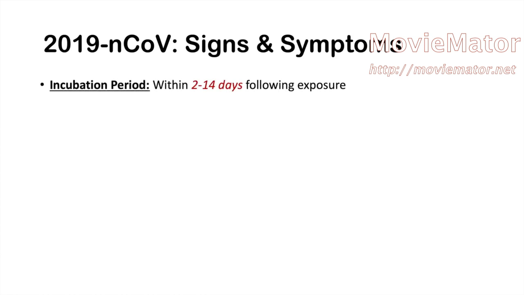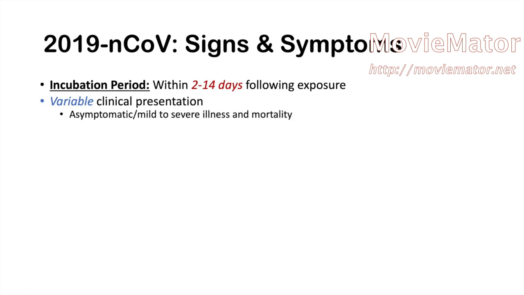So when a patient gets in contact with this virus, there is an incubation period. It takes what we believe to be anywhere from 2 to 14 days following exposure. So after getting exposed to the virus, it takes approximately 2 to 14 days to experience symptoms and become ill with it. And as I mentioned before, it can have a variable clinical presentation. So in some instances, patients can have this virus and be asymptomatic. They can have no symptoms. They can have maybe some mild symptoms, and it can even go up to severe illness and even mortality.